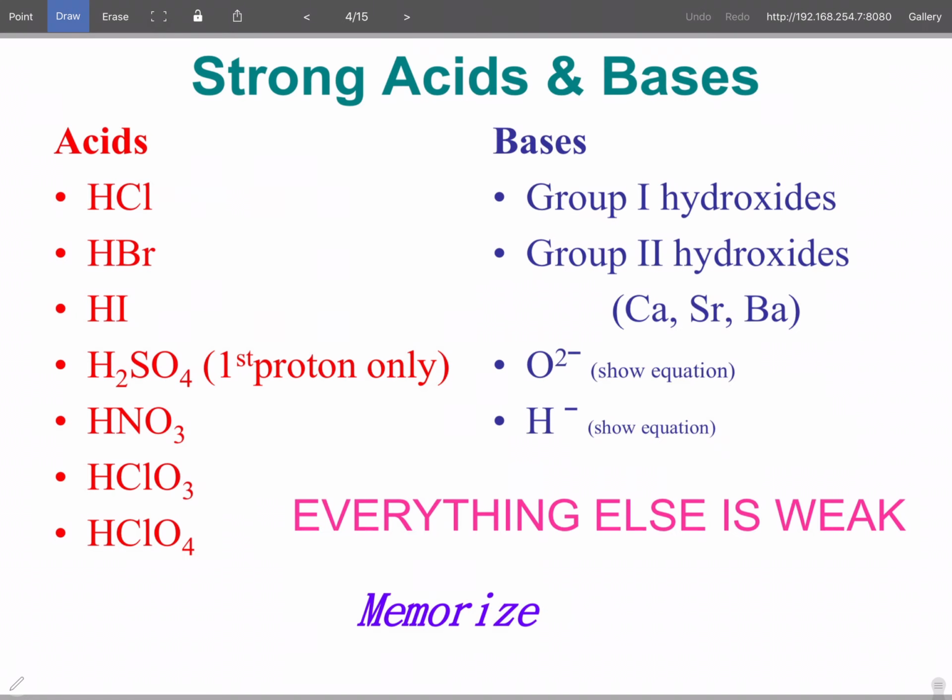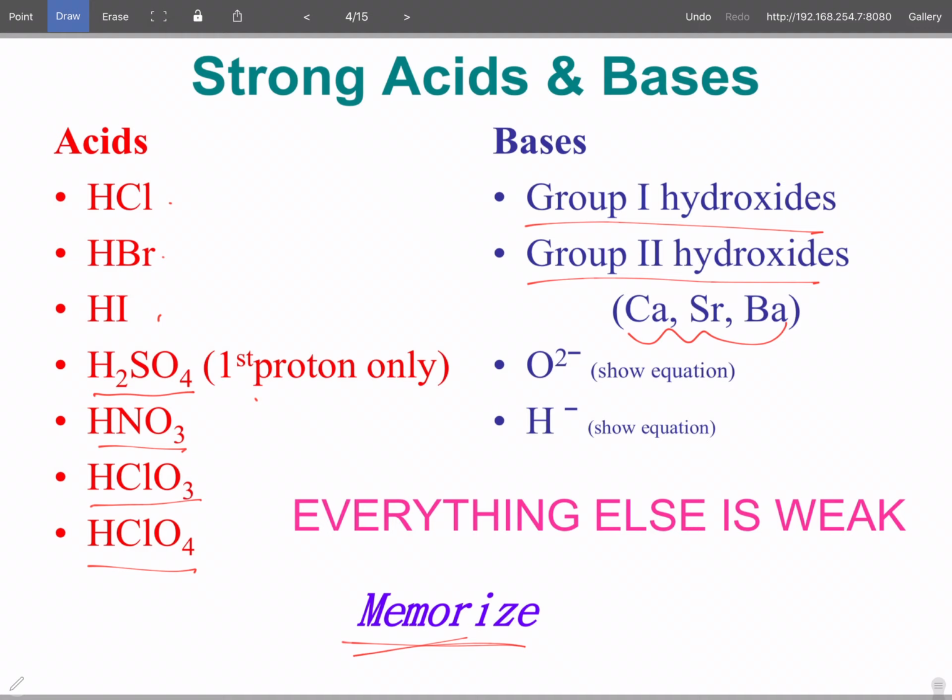All right, so what's a strong acid and what's not? Well, the easiest thing to do is for you to memorize this list. And if you look at it, chlorine, bromine, and iodine are in the same family. And then sulfuric acid, first proton only, nitric, chloric, and perchloric. So there are only 7 of the strong acids. On the base side, group 1 and group 2 hydroxides. Not all of the group 2 hydroxides, magnesium isn't.